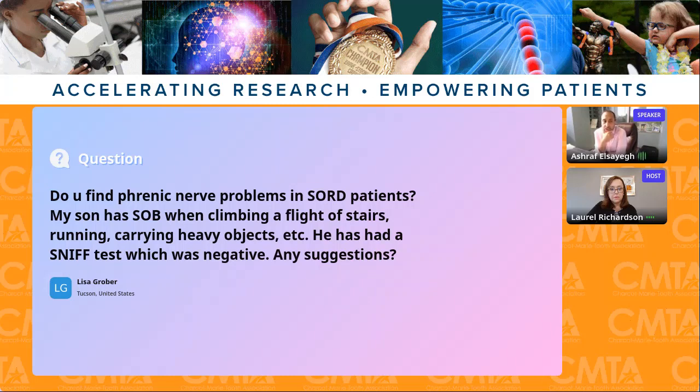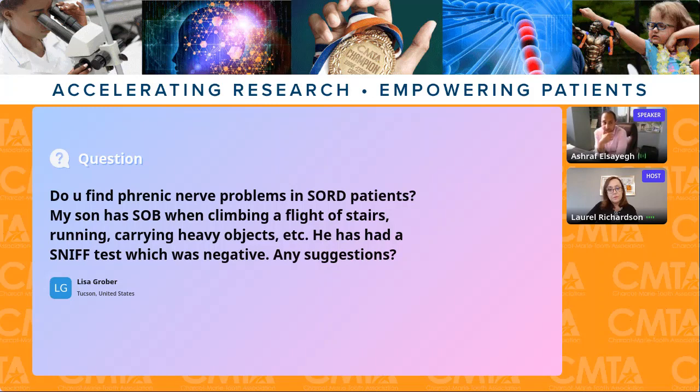The fact that your son has shortness of breath when climbing stairs and running, I would need to know more about your son and if there's any other cause of that shortness of breath. But assuming there's no other cause, then my recommendation is to look into diaphragm dysfunction a little bit more carefully. So the sniff test is negative, which is good. I would do pulmonary function tests. I would even do a phrenic nerve EMG or a diaphragm EMG to have a better idea.